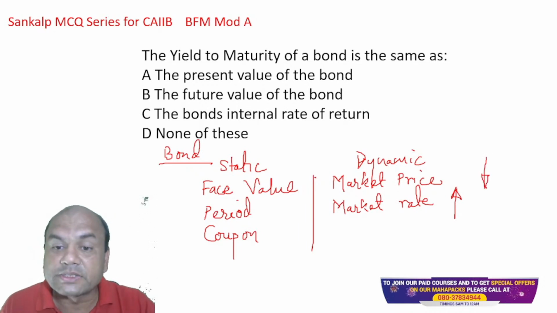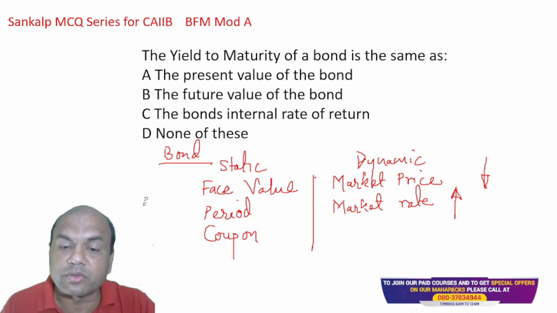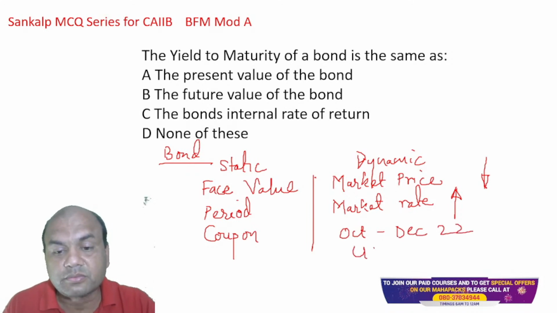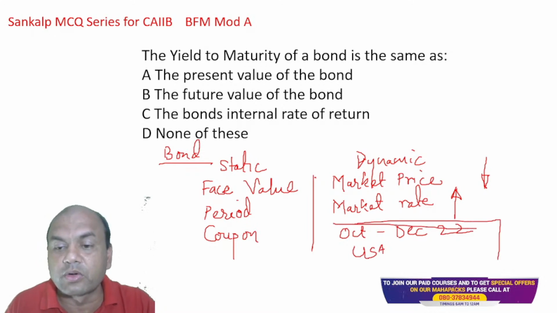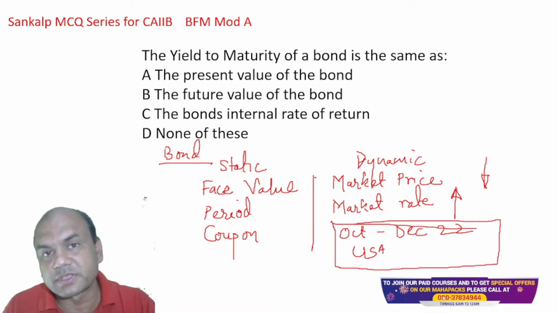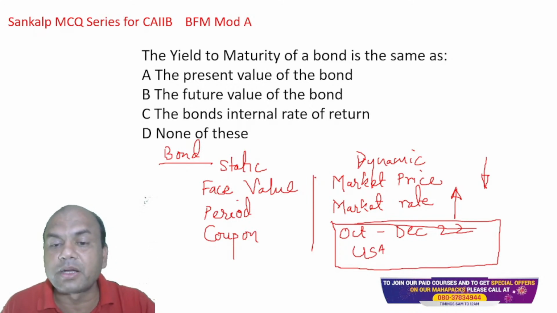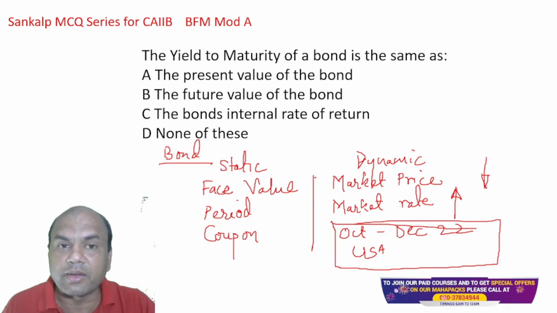You had seen this scene in October to December 2022 in the USA. You can check right now also. Go on Google and check October to December 22 bond rates of the USA. You'll find the same thing. The market rates were going up and the market price was going down. Now what is the question? But where is this YTM? YTM is nowhere over here. This YTM is called the market rate.